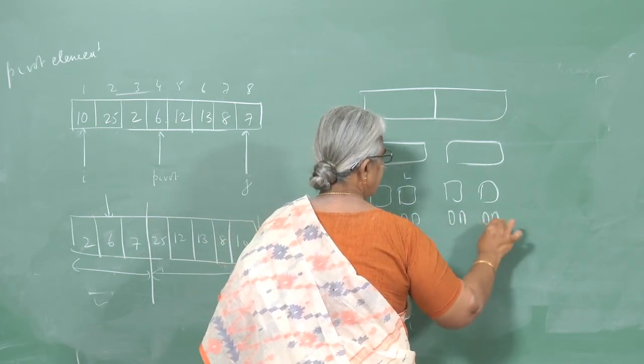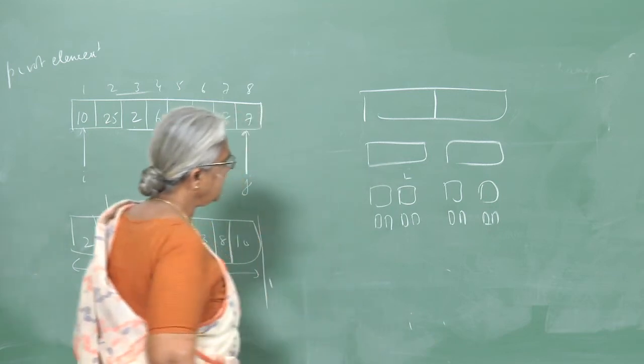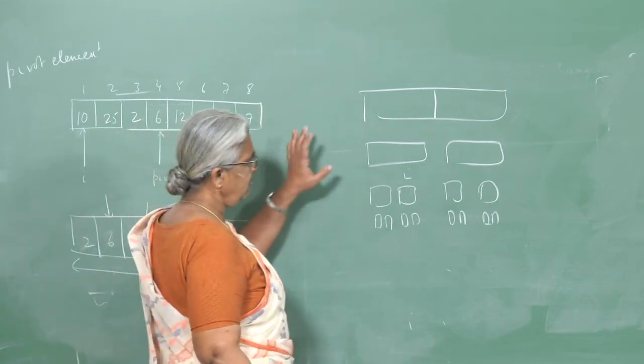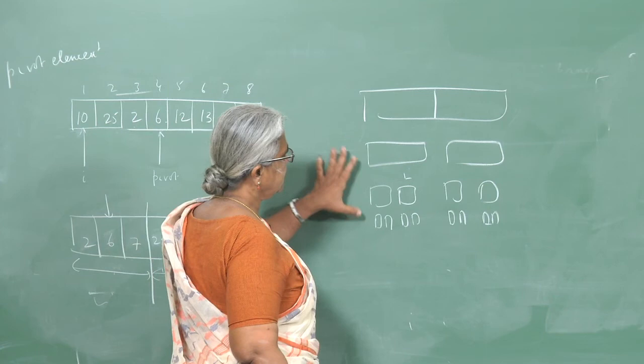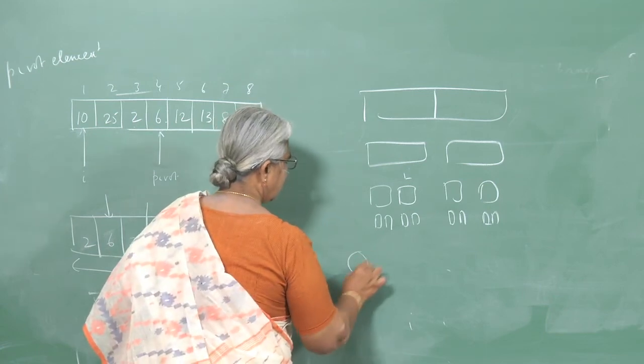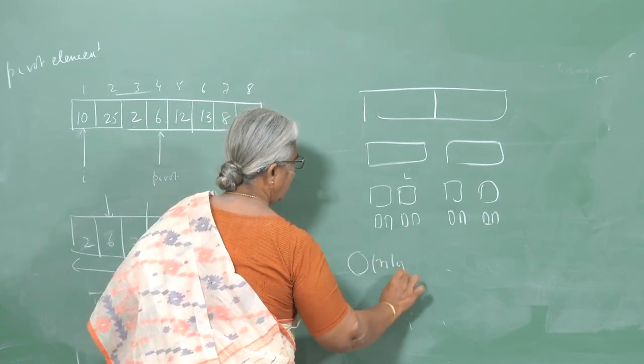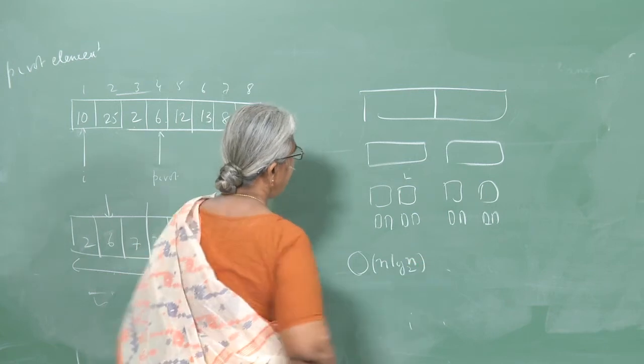So what you see is that we saw that the selection sort was an n squared algorithm, but here what we are going to see is that this quick sort algorithm is order n into log n. Let us see why this happens.